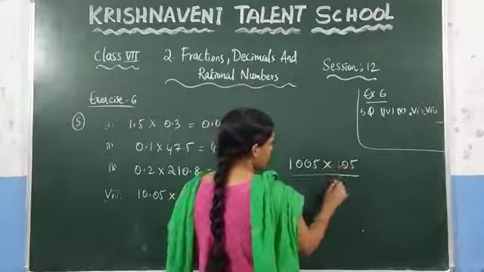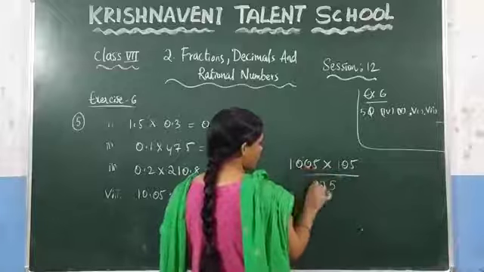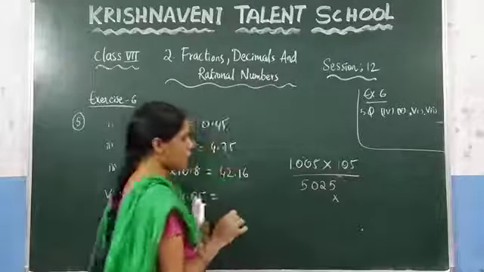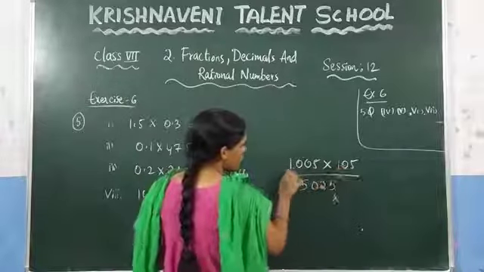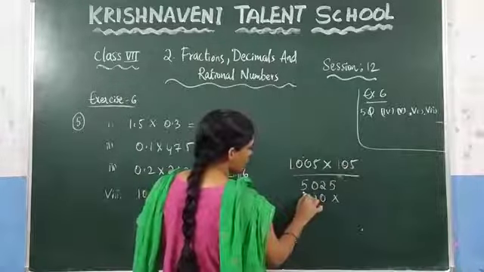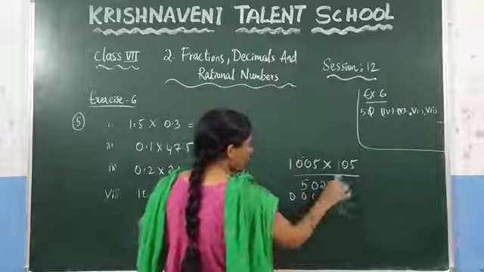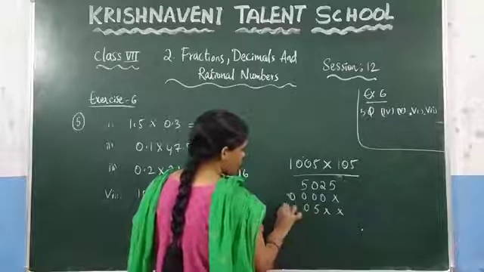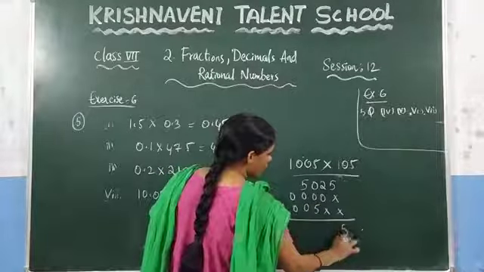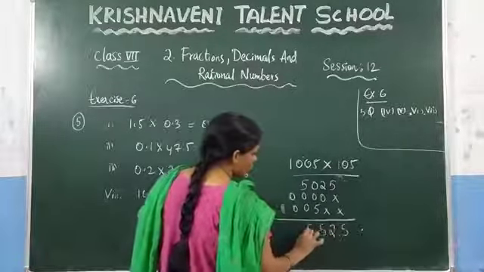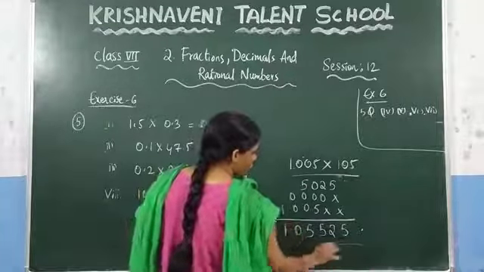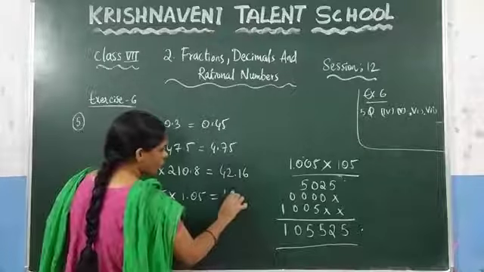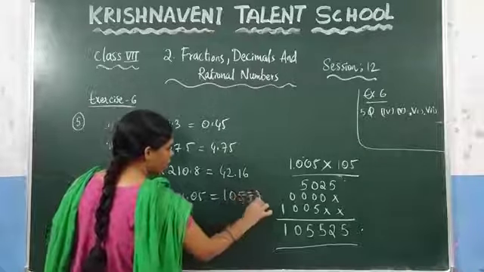So here 5 5s are 25, 5 0s are 0, 5 1s are 5. Now here you need to keep the symbol, and after that 0 multiplied to any number is 0. So 0 0 0 0, and after that multiply with 1 you will get the same number. So here 1 0 0 5. So what did you get here? 105525. So after multiplication we got this answer. So write it here 105525.